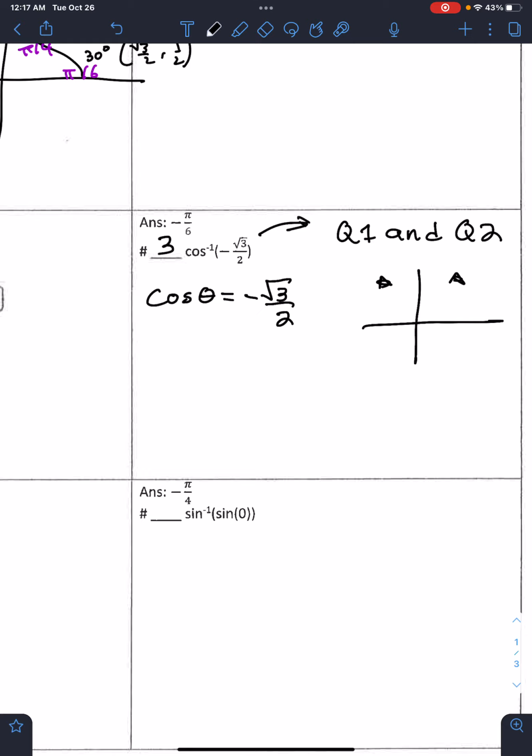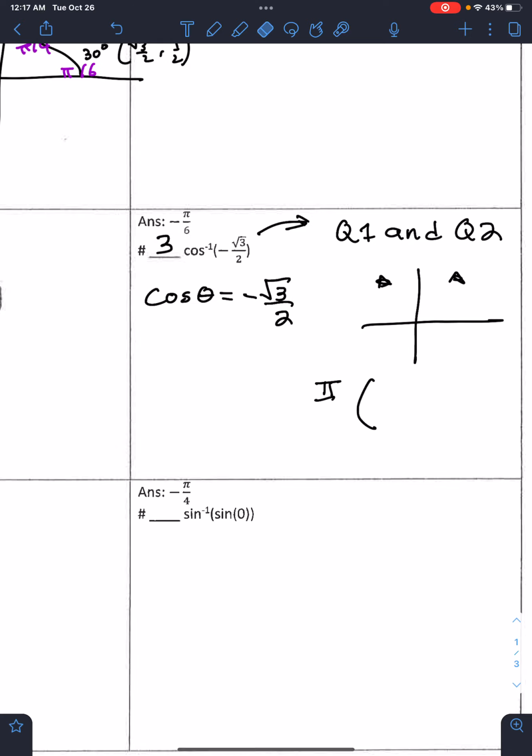And once again, I need to figure out when is my x value negative square root of 3/2. So I always think about it in terms of the first quadrant first. So I'm pretty sure at pi/3, no, sorry, it should be pi/6, square root of 3/2, comma 1/2. And this is in Q1. So I'm up in Q2.